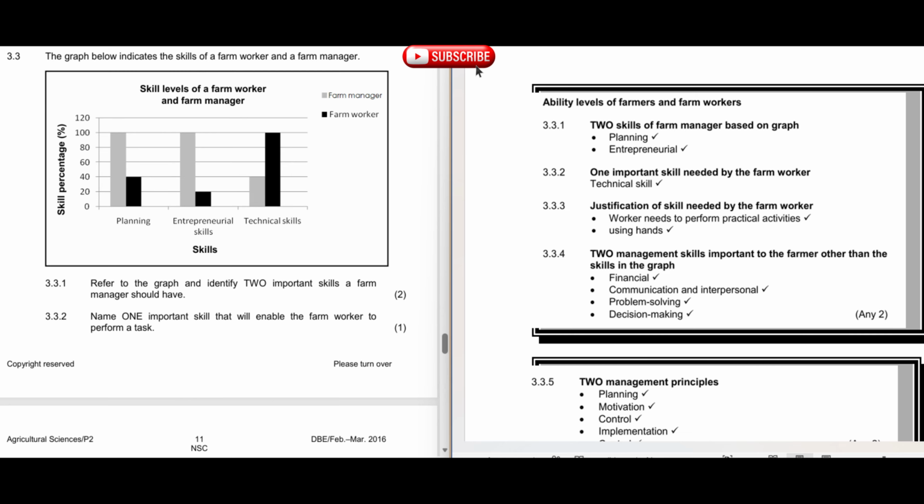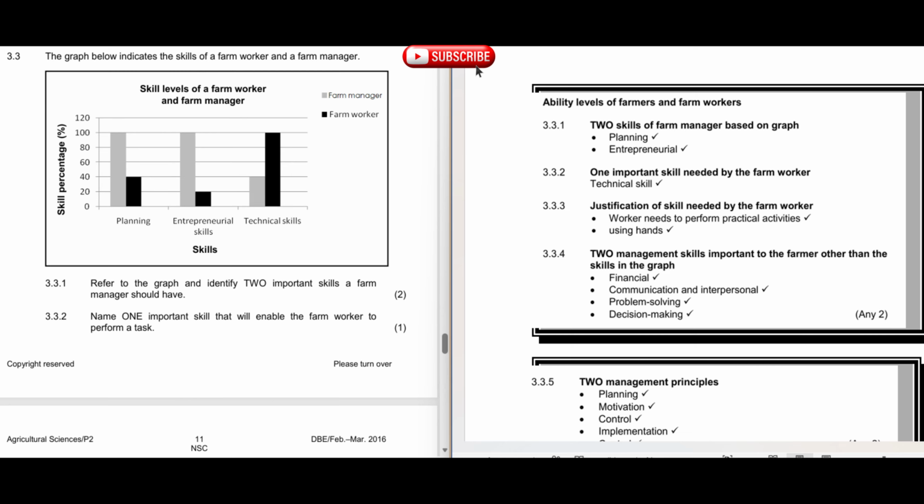We have 3 skills: planning, entrepreneurial, and technical. Now, let's interpret it. We see that the farm manager has 100% planning skill, while the farm worker has the lowest at 40%. Entrepreneurial skills: the manager also scored high at 100%, while the farm worker scored the lowest at 20%. Finally, technical skills: the manager scored the lowest at 40%, while the farm workers scored 100%.